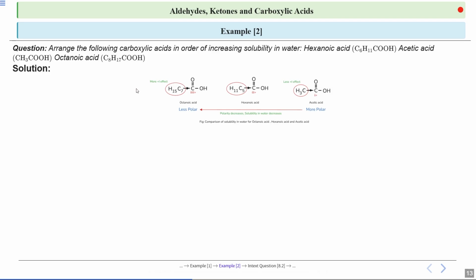Moving from octanoic acid to hexanoic acid, the length of the carbon chain is less as compared to octanoic acid. And for acetic acid, it is least, so acetic acid will show the least plus I effect. So octanoic acid is the least polar, and acetic acid is more polar. As the polarity decreases, the solubility in water decreases. So moving from acetic acid to octanoic acid, the polarity is decreasing, so the solubility in water is also decreasing.